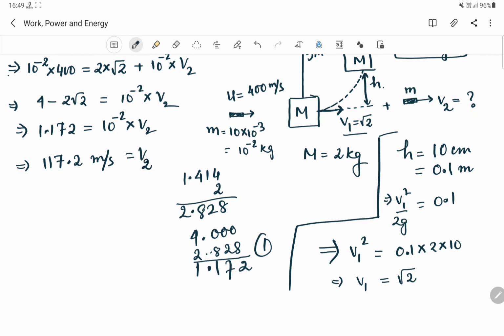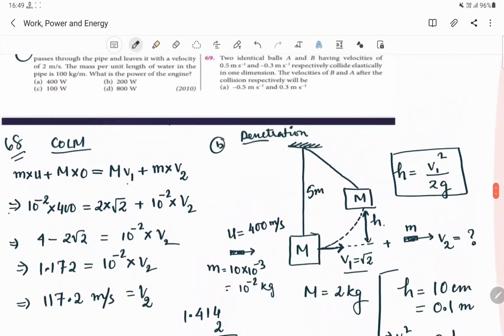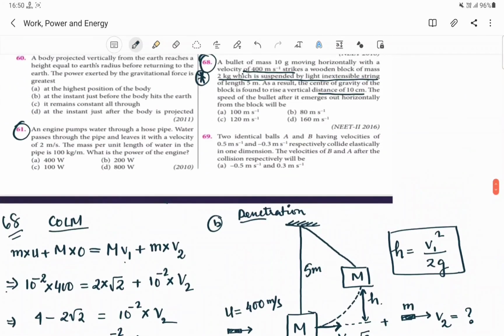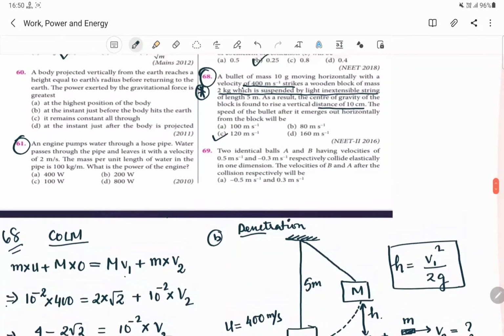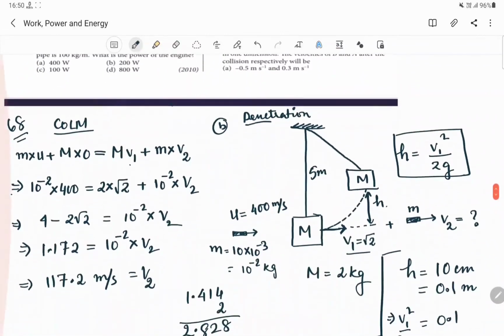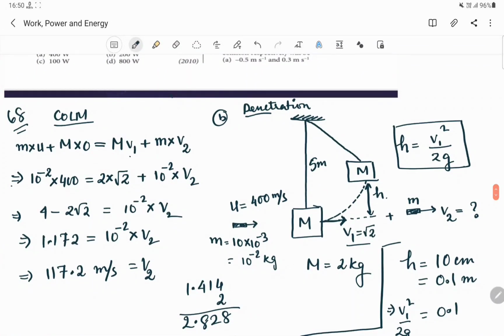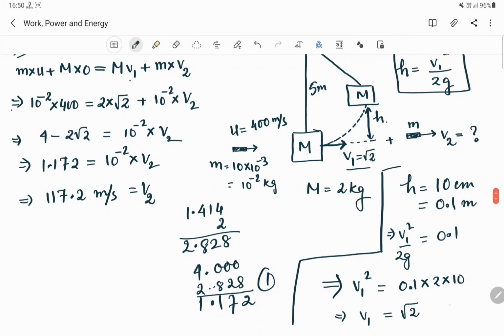We have to check it in the options. So it is almost equal to option C, 117. Here, instead of taking the value of g as 10, you have to take the value as 9.8, only then you will get the correct answer. So our answer will be almost equivalent to 120. Let me change the value here to 9.8. You can calculate by yourself.